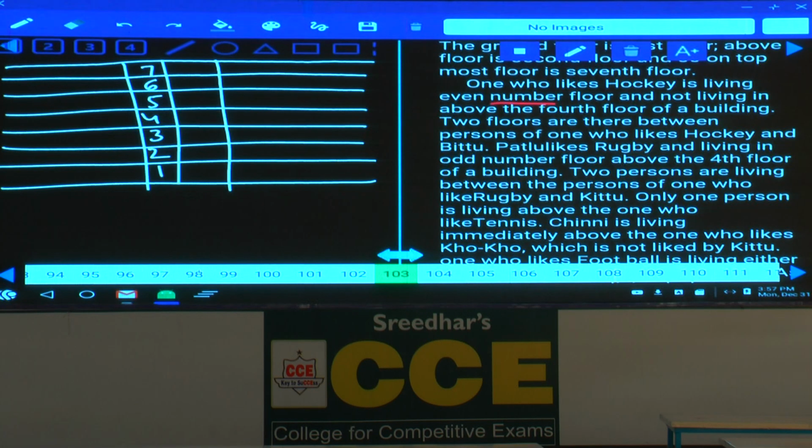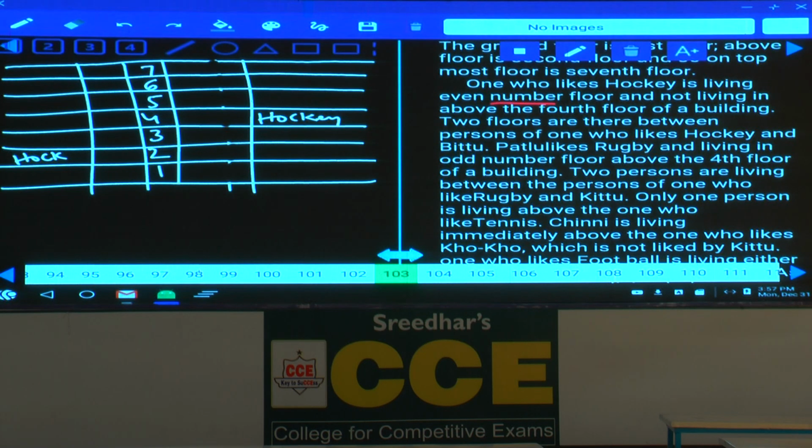Now, let us take for example this person. The person who likes hockey can be either on the 4th floor or on the 2nd floor. In the first case, I am taking the person who likes hockey on the 4th floor, and in the next one, the person who likes hockey must be on the 2nd floor.